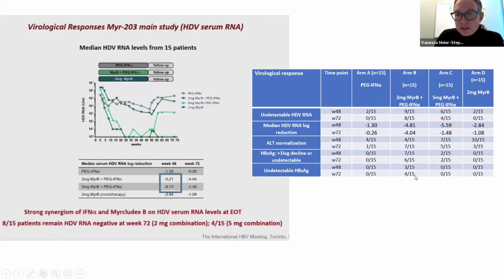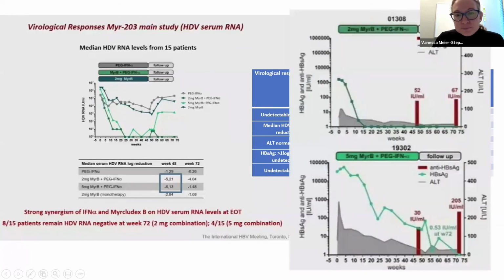And here I just show one of the tables that highlights the seroconversion, the loss of surface antigen in this study, and the production of the antibody against the surface, which is again a first for these sorts of therapies.